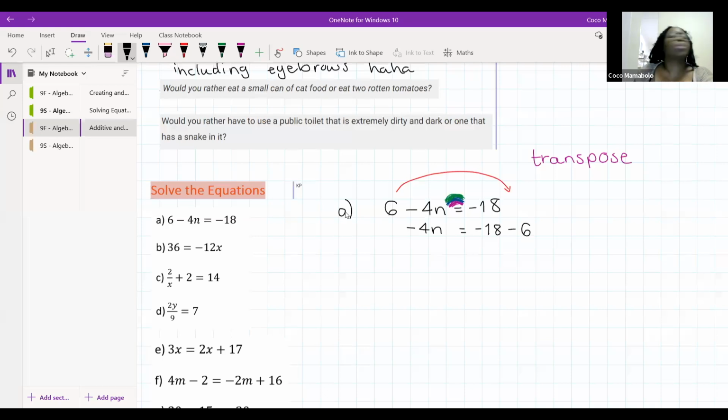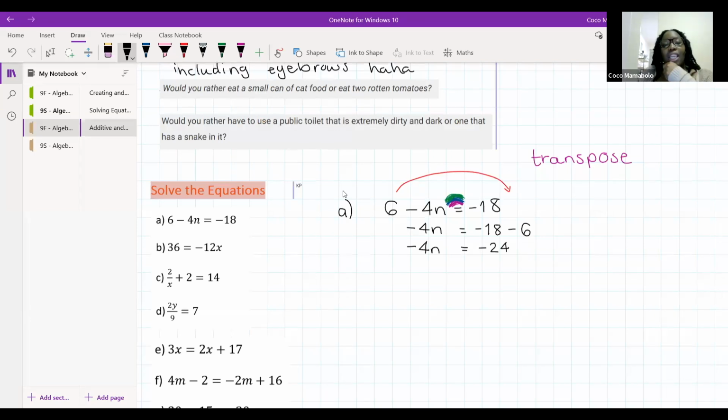Then we're just going to clean it up a little bit. So negative 4n is equal to, tell me in the chat, guys, what is negative 18 minus 6? No worries, Mohau. Good, it's negative 24. Ayanda, don't forget that negative. Okay, it's negative 24.